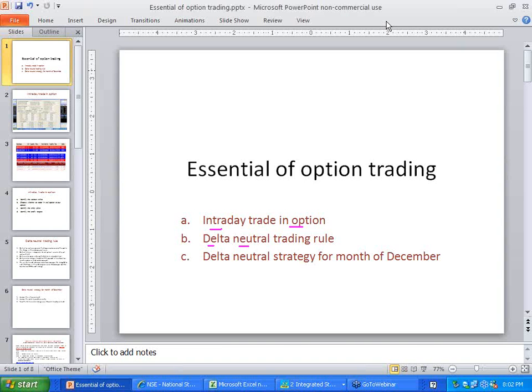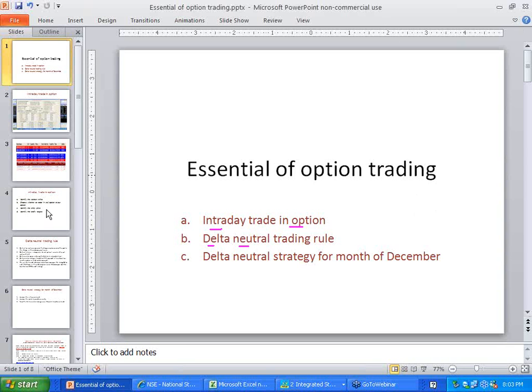So option is a derived instrument. It is not a direct instrument. It is derived from one underlying asset. Hence, it will not obey the technical parameters. Rather, it will follow its pricing behavior, the pricing models. Rather, it will follow its Greeks. Rather, it will follow the volatility phenomena. So these are the things that differentiate option from other instruments.